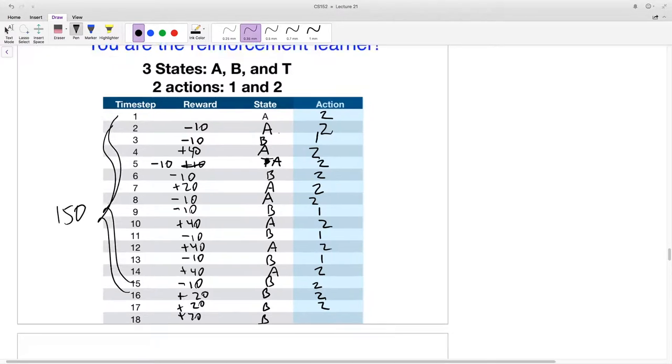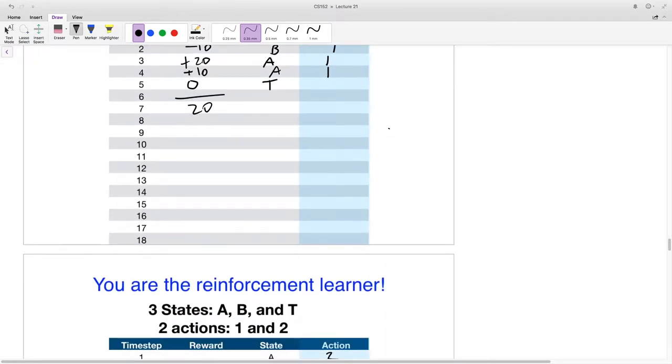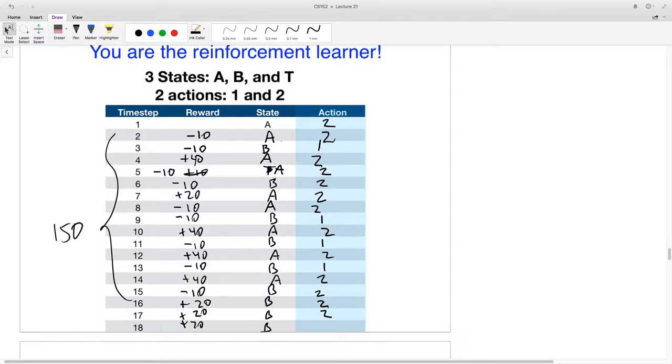You're getting better. So that's a good thing. And in fact, what do you think the optimal strategy is from state A and from state B? It's actually going to be 1. If you do a 1, you always get a plus 40. If you do a 2, you always get a plus 20. They actually take the same routes.